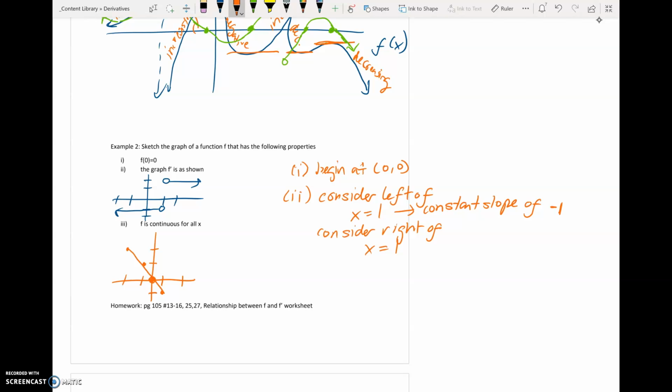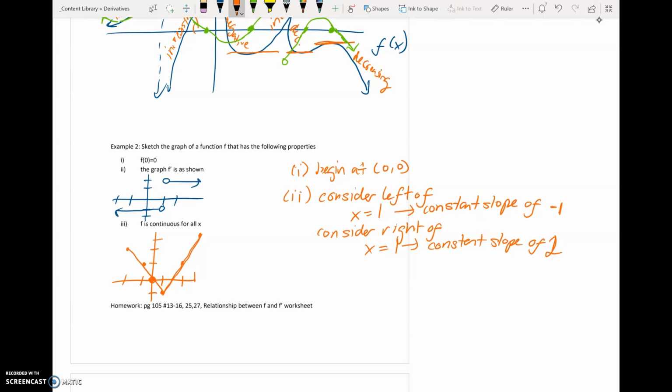Now let's consider the right side. If you look at the right side, we have a constant slope of 1. Oh no, sorry, 2. That's what's drawn here. Remember, f prime tells you what slope we have for our f graph. So that means after x equals 1, I should have a slope of 2, so rise 2, and then over 1. Then rise 2, over 1. And connect them.